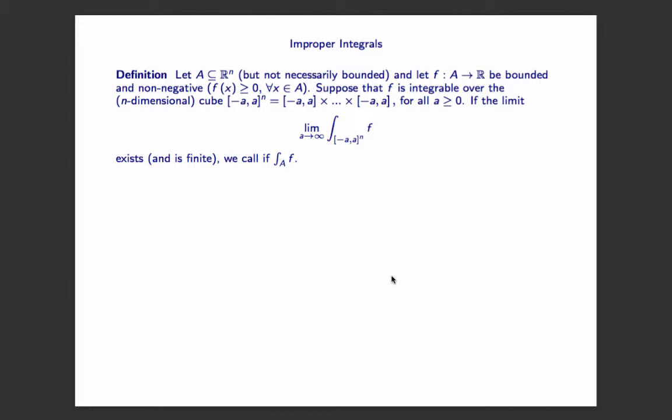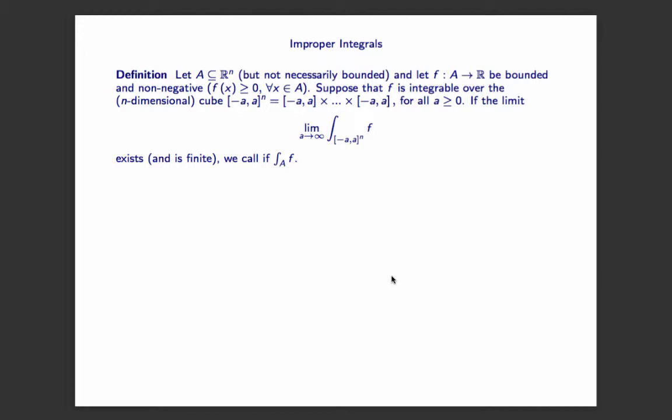Now we're going to suppose that f is integrable over this cube for any length side. In other words, for all a greater than or equal to 0. But then if I take the limit as a goes to infinity, and I actually get a limit, a finite number, then we call that number the integral of f over R^n. This definition should look familiar to you.